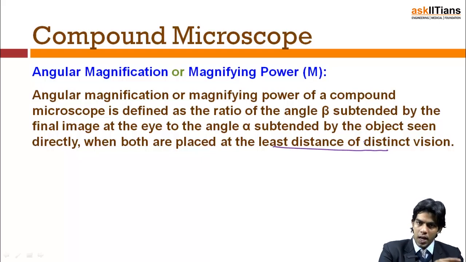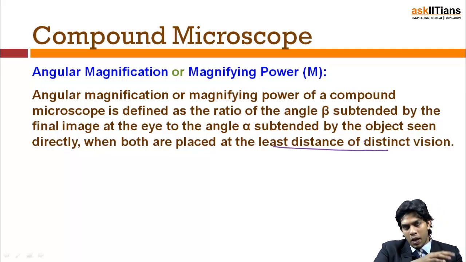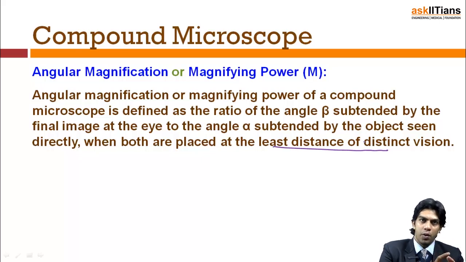Now the ratio of that to alpha is the point in consideration. That is, alpha is the angle when they are both placed at the least distance of distinct vision. 25 centimeter is the least distance for distinct vision. So when I've kept both the lenses over there, the angle which they subtend right now is, let's say, a reference angle, and that is given by alpha. So beta is in general for a particular amount of magnification, but here the reference corresponding to alpha is the least distance of distinct vision.